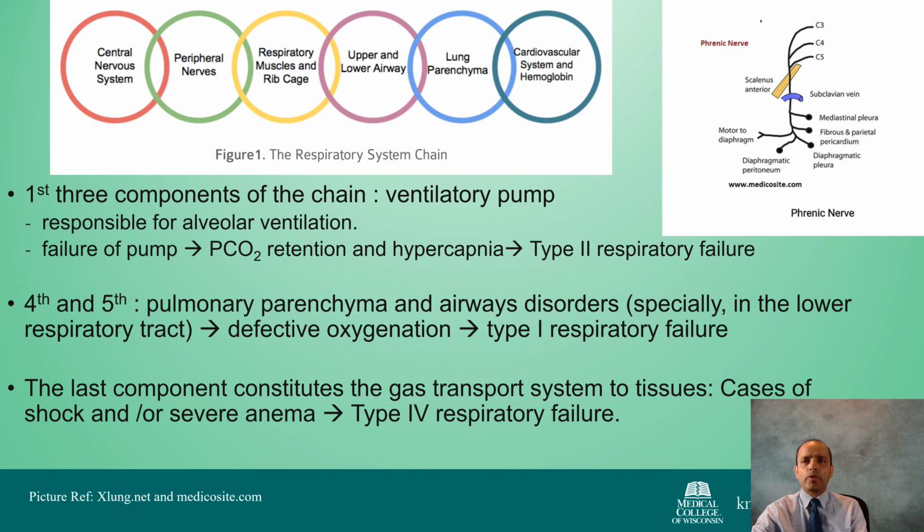The first three components are the ventilatory pump, and the fourth and fifth are basically type 1 respiratory failure. And remember the last component, the cardiovascular system and hemoglobin, constitutes the gas transport system to the tissues. In the case of shock or severe anemia, type 4 respiratory failure occurs, which is contributed by this last component.